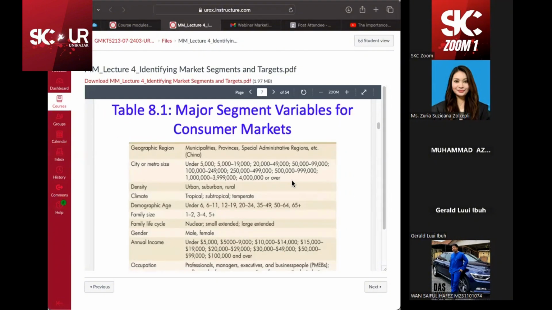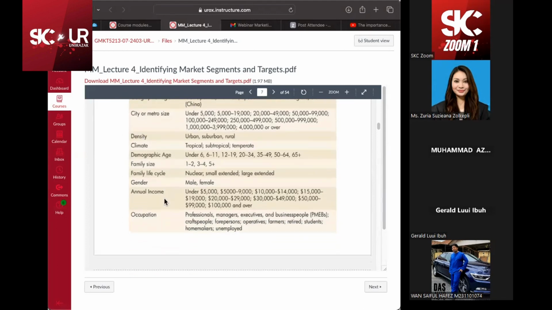Ni example, okay, this is just an example of major segment variables for the consumer market in terms of geographic region, the country, and then we go to the city, the density, climate, and so on. Okay, occupation, for example, professionals, managers, operatives, farmers, retired, student, and then in terms of income, kalau nak gender, nowadays we can see a lot of unisex products for both genders. Companies, especially apparel companies, started to do that. Both gender boleh pakai. There is no longer a product targeted to one gender only.